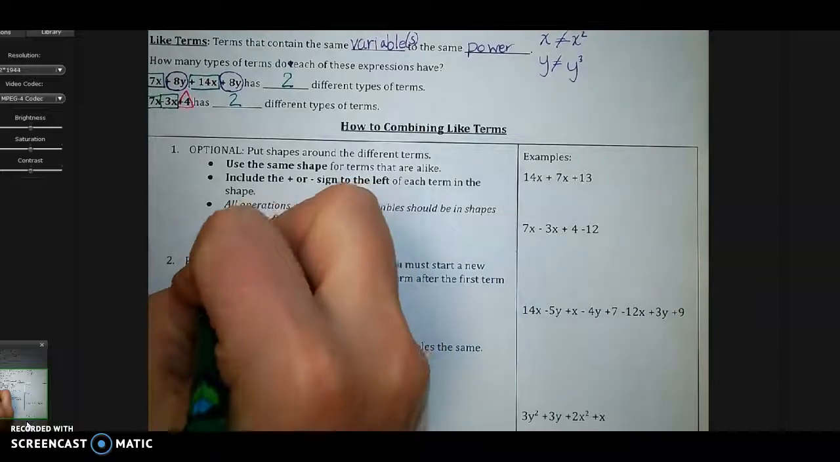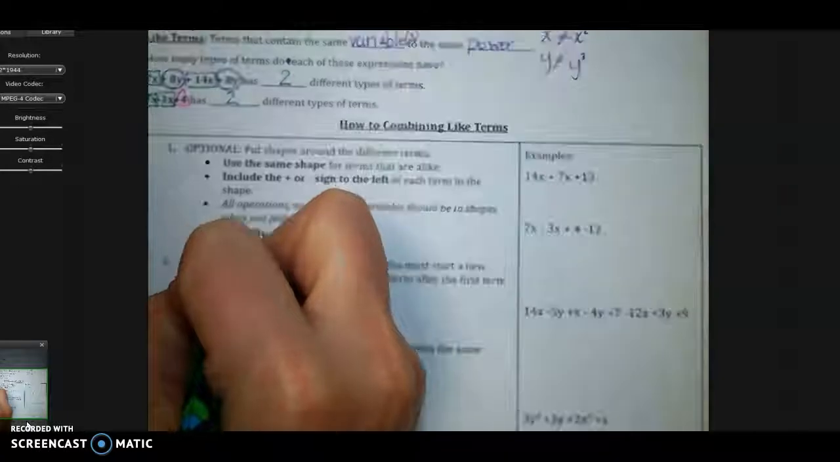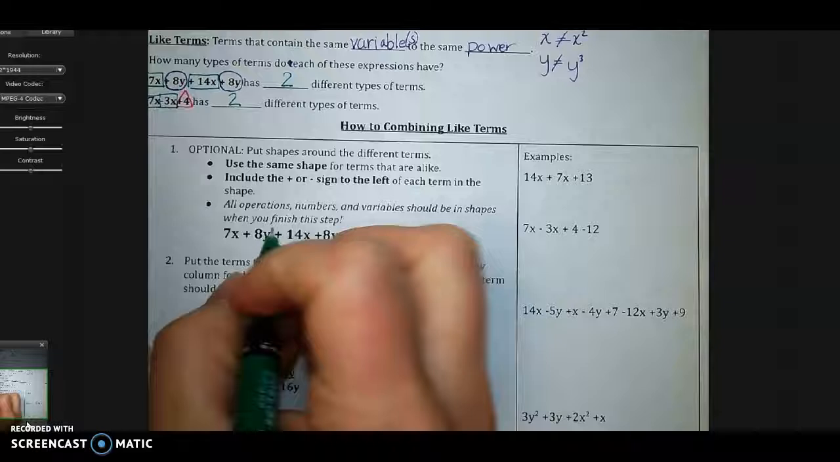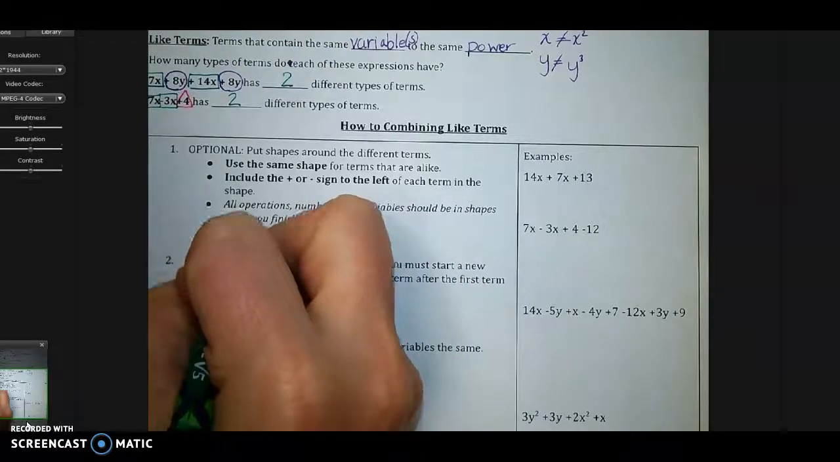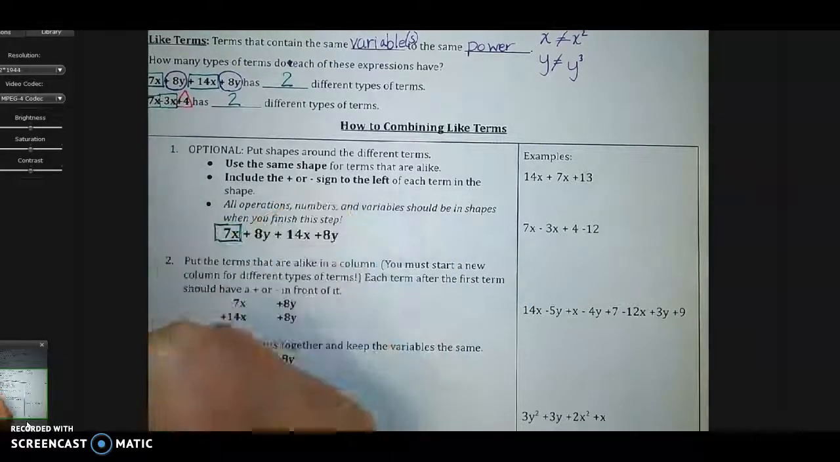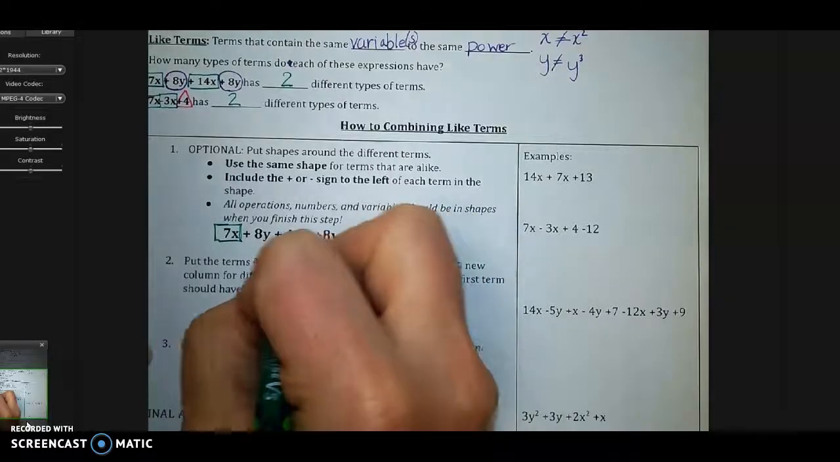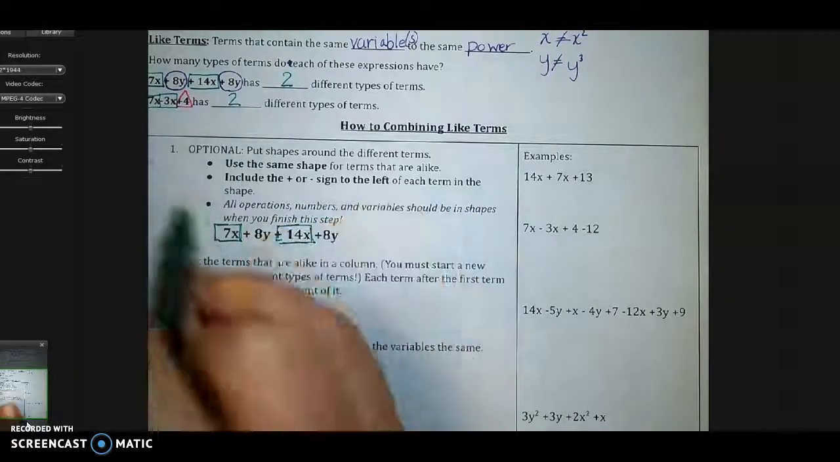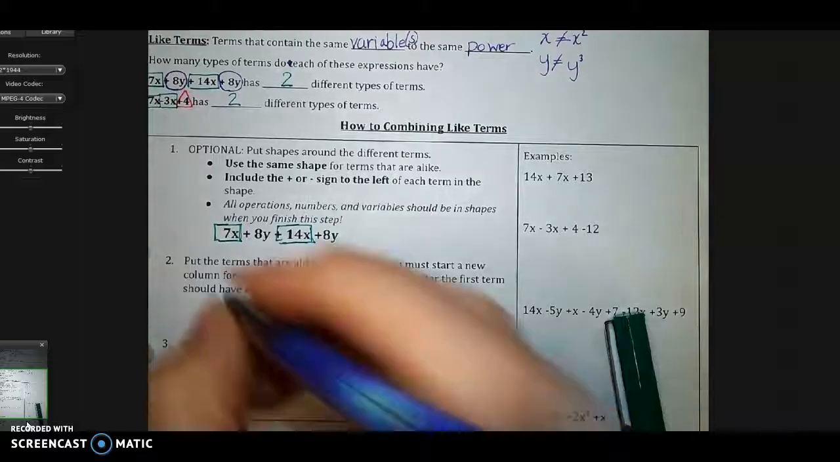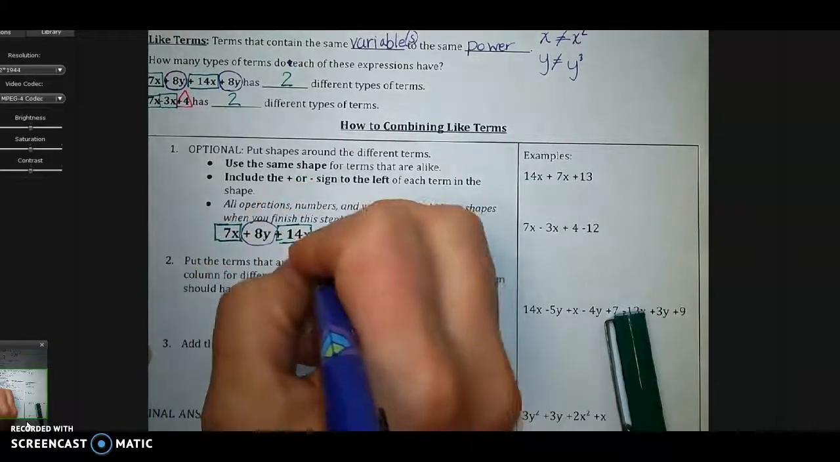So in this first one right here, I will demonstrate just colors. As above, I demonstrated colors and shapes. Actually, let's stay with that. We'll go colors and shapes. So I've got 7 x's here and 14 x's and 8 y's and 8 y's.